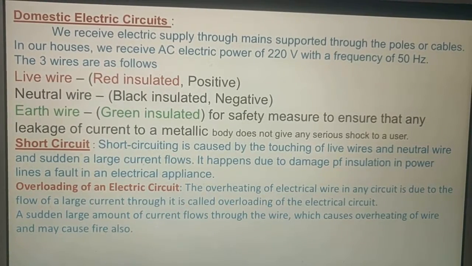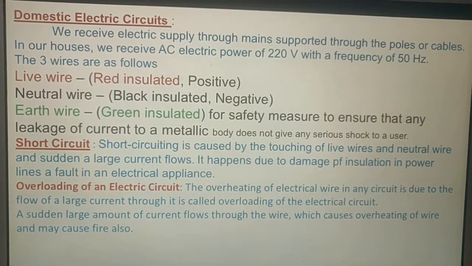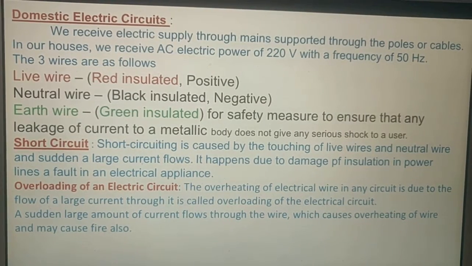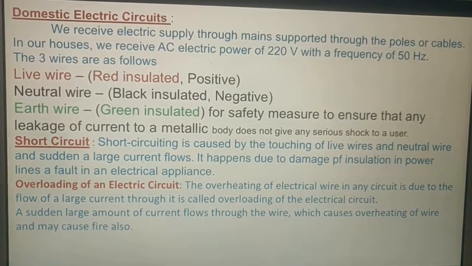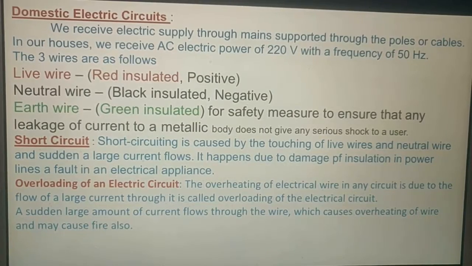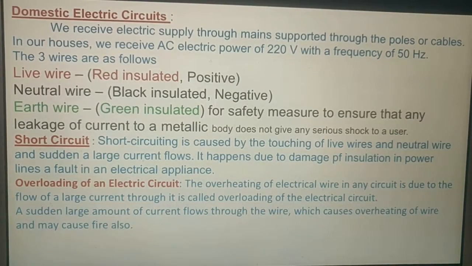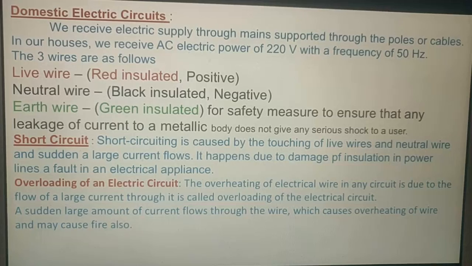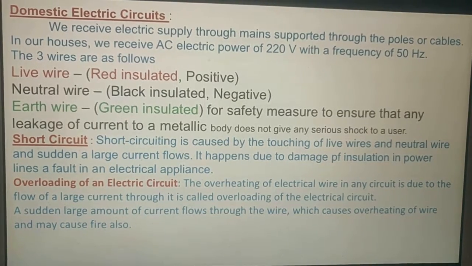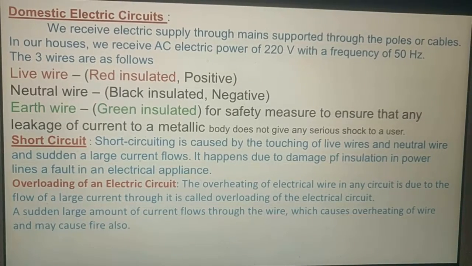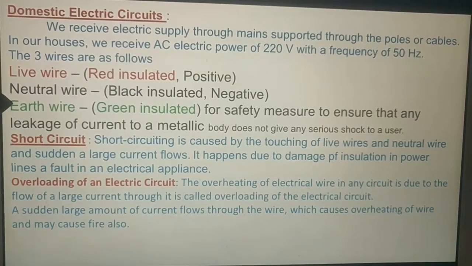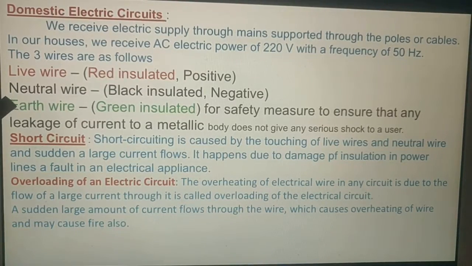Now we will talk about the domestic electric circuits. In a domestic electric circuit, we receive electricity supply through mains supported through the poles or cables in our houses. We receive AC electric power of 220 volt with a frequency of 50 Hz. The three wires are live wire, red color; neutral wire, black color; earth wire, green color.